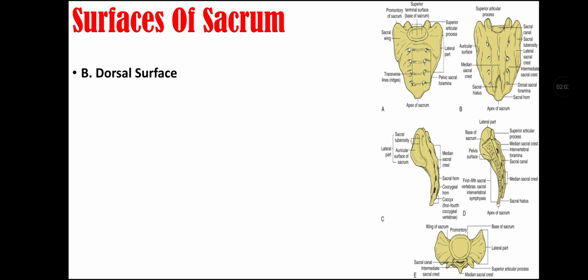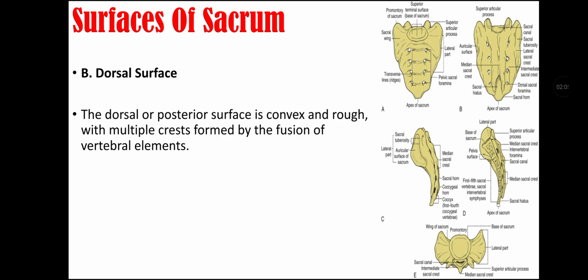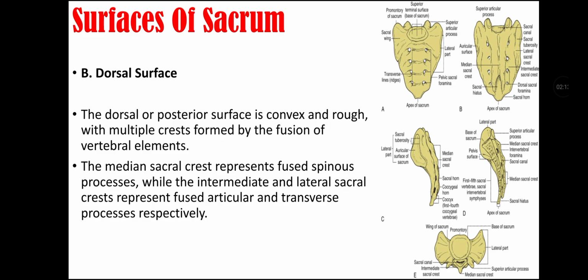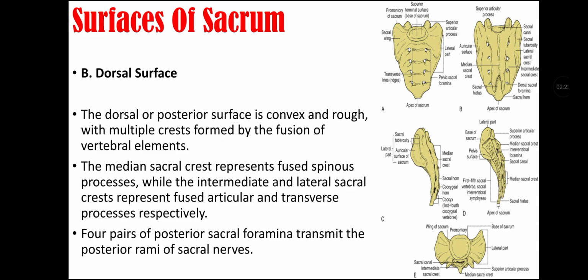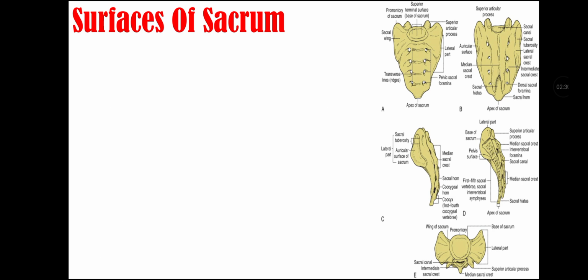Second surface of sacrum is dorsal surface. The dorsal or posterior surface of sacrum is convex and rough with multiple crests that are formed by the fusion of vertebral elements. The median sacral crest represents fused spinous processes, while the intermediate and lateral sacral crests represent fused articular and transverse processes respectively. Four pairs of posterior sacral foramina transmit the posterior rami of sacral nerves.